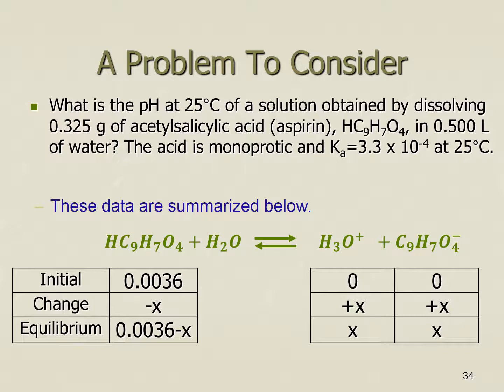And what we're trying to find, remember, what's our goal? We're trying to find the pH. Well, if we find out what X is, that will tell us what H3O plus is, and if we know H3O plus, we can find pH. It's important to note that X is not negligible compared to 0.0036. All right, so now we have our ICE chart.